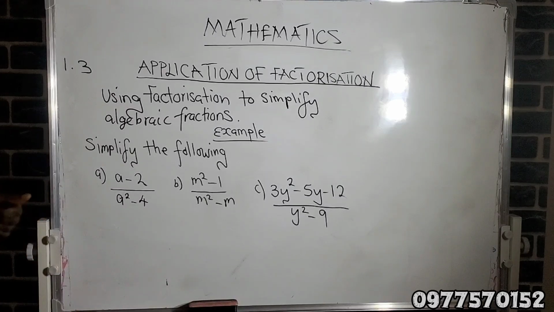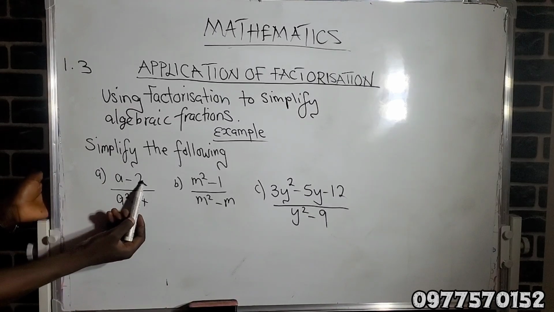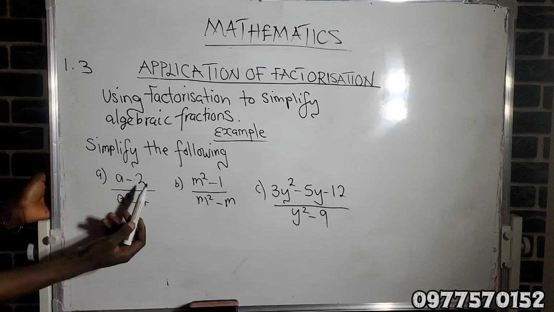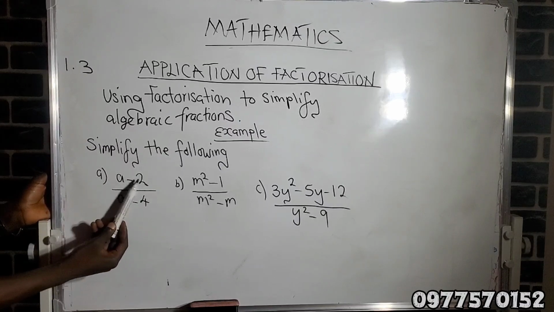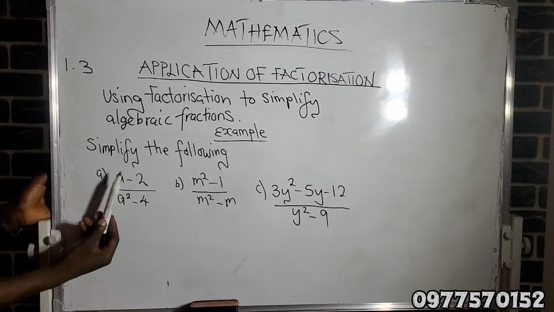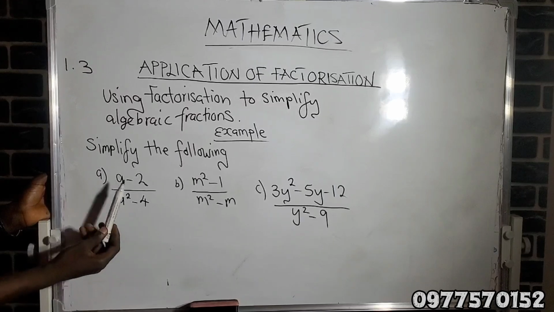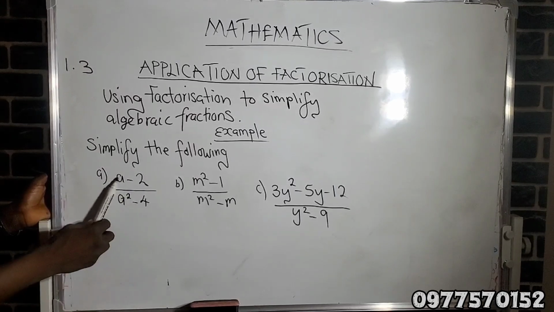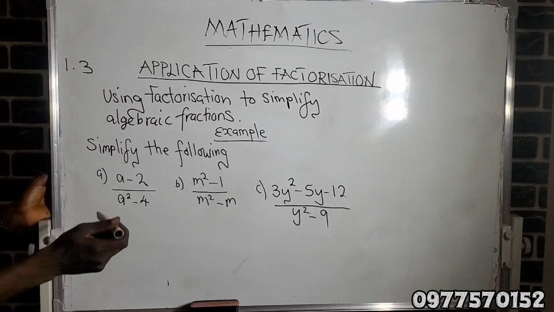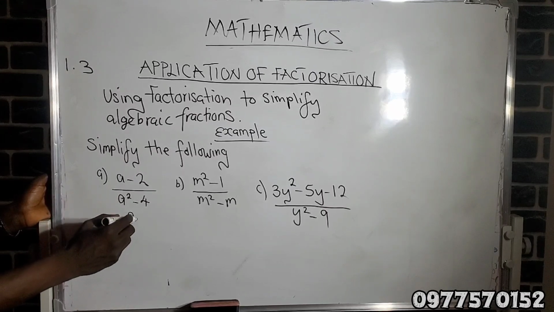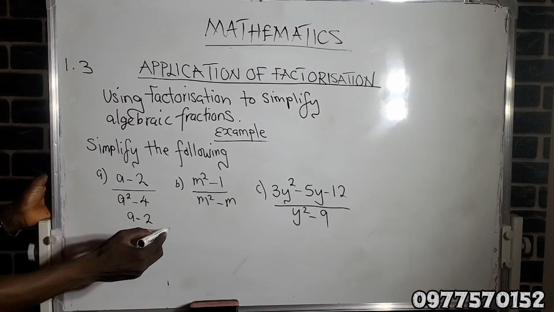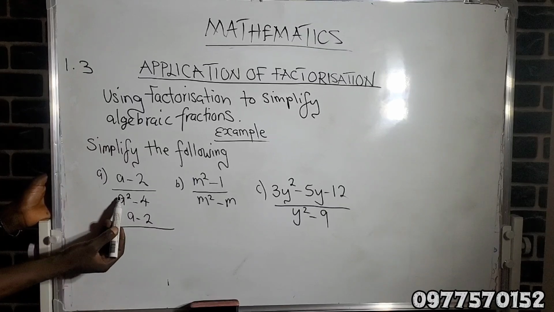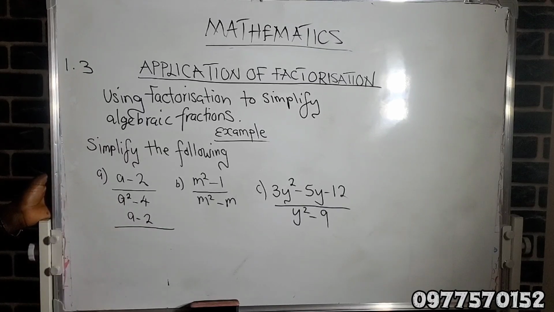Now, when you look at this expression on top here, there's nothing in common. It's not a difference of 2 squares. You can't factorize by grouping. So, this is already simplified. So I'm going to leave it the way it is, as a minus 2 over. Now when you look at what is down here, it's a difference of how many squares?